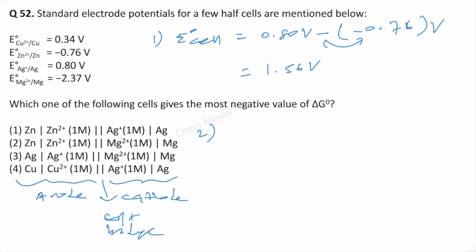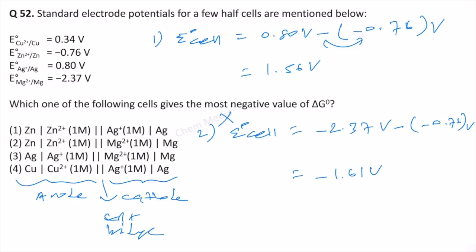And then number 2, E cell standard in this case is the reduction potential of the cathode, that is Mg2 plus becoming Mg, so minus 2.37 volt, minus the reduction potential of the anode, that is minus 0.76 volt. So this will be equal to minus 1.61 volt. So this is definitely not the correct answer, because in the delta G equation there is another negative sign. So with this negative sign it will become positive.